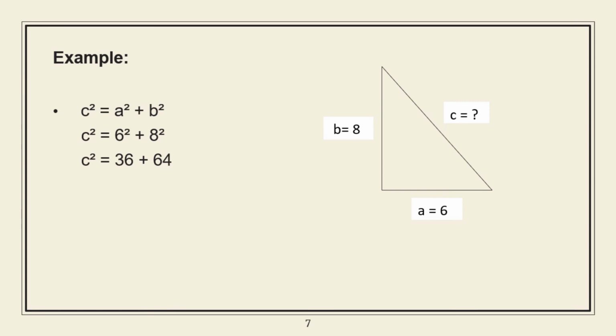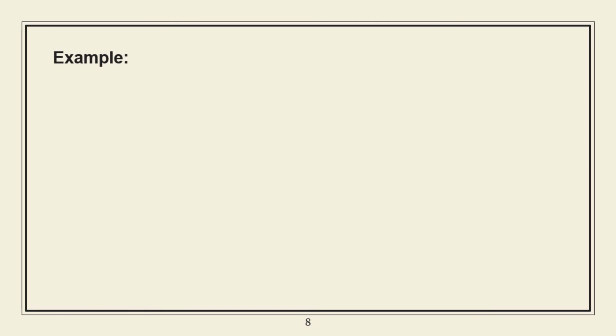Then, extracting the square root of both sides, C equals the square root of 36 plus 64, which is 100. And C equals the square root of 100, which is 10. Therefore, if the lengths of the other two sides are 6 and 8, the length of the longest side will be 10. Okay, example number 2.